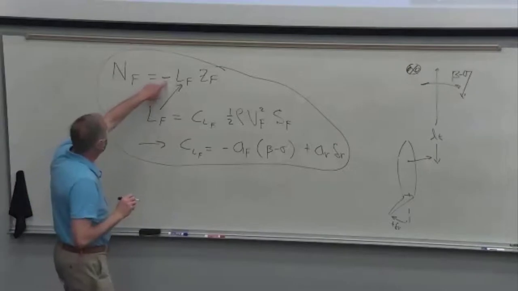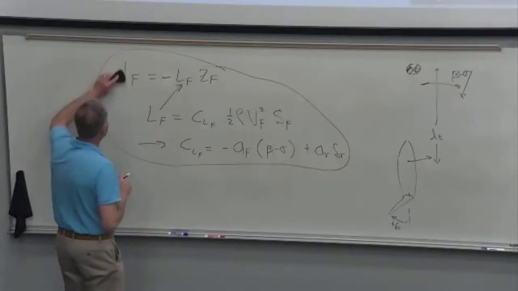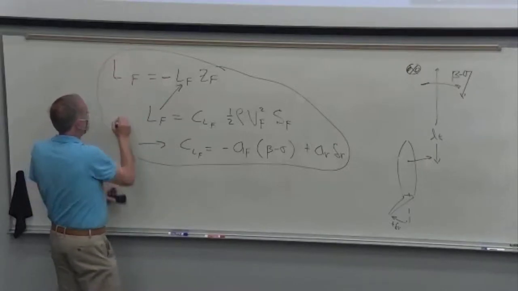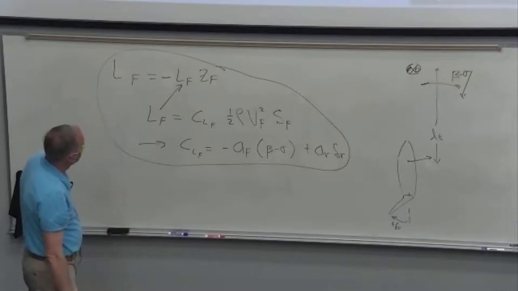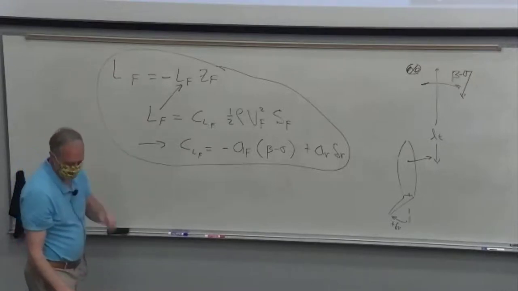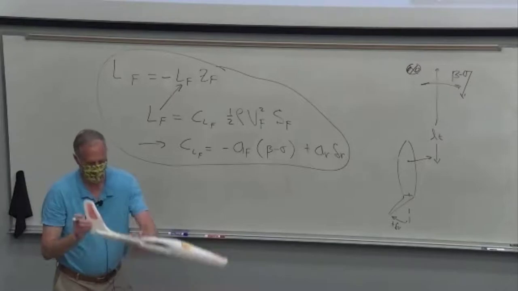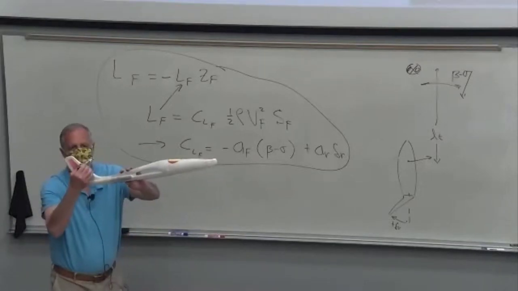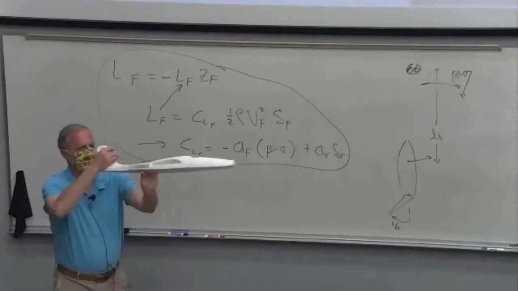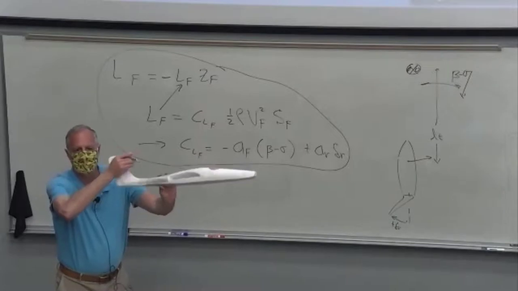And then we have to make sure that we get the sign correct. And here's our rolling moment due to beta. Moment arm's changed. Which way is it rolling? Pushing this way, right? It's going to roll that way. So we need to make sure that the sign is correct.